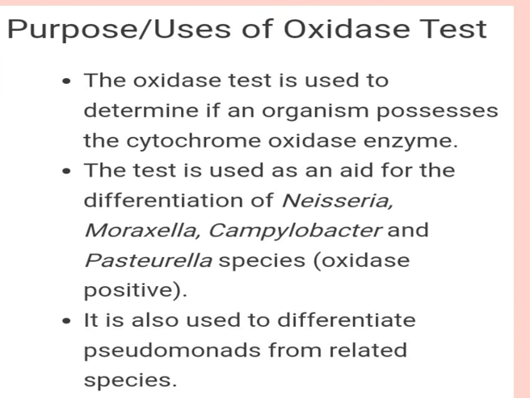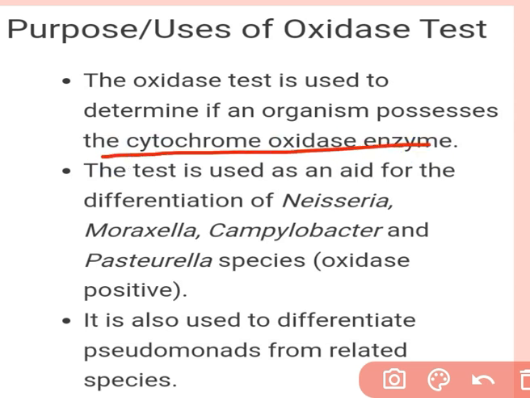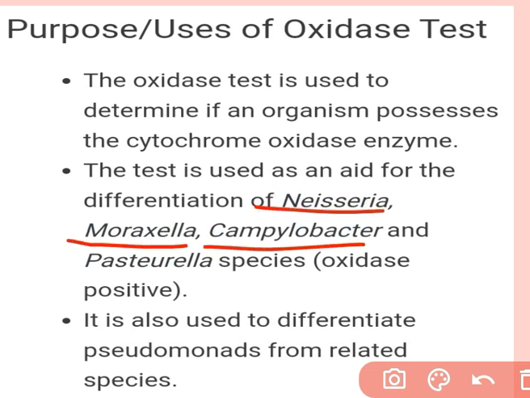Purpose or uses of oxidase test. The oxidase test is used to determine if an organism possesses the cytochrome oxidase enzyme. The test is used as an aid for the differentiation of the species of Neisseria, Moraxella, Campylobacter, and a Pasteurella species. These all are oxidase positive. It is also used to differentiate a Pseudomonas from a related species.